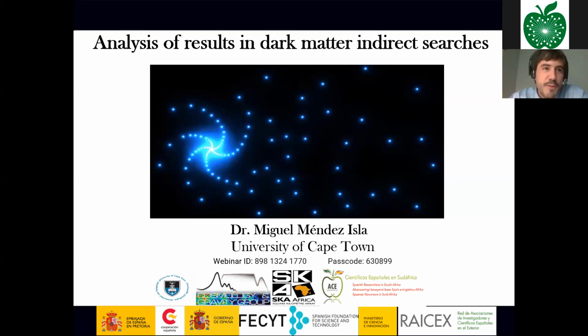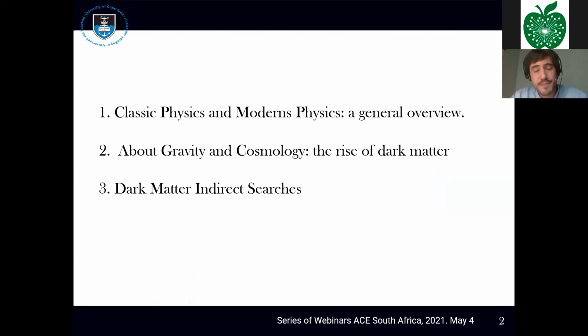The title of my talk is Analysis of Results in Dark Matter Indirect Searches. As I told you, I'm going to try to explain some of the main concepts I came across during my thesis. I'm going to divide this talk into three parts. In the first part, I'm going to give you a general overview about the different fields we can find in physics. First, I'm going to talk about classical physics, and then about modern physics.